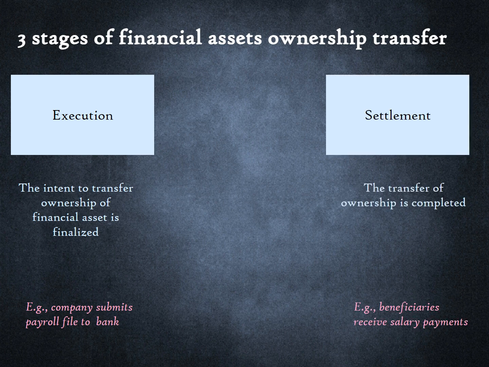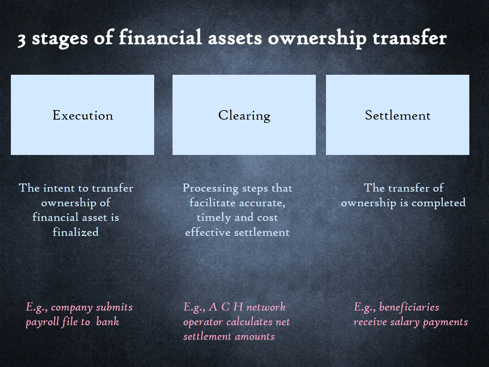Settlement refers to the actual transfer of ownership. Continuing with our example, it is the point at which funds are transferred between banks and employees get paid. Clearing is a middle step that facilitates the settlement in some way. The network operator of the ACH payment rail is performing the clearing function.